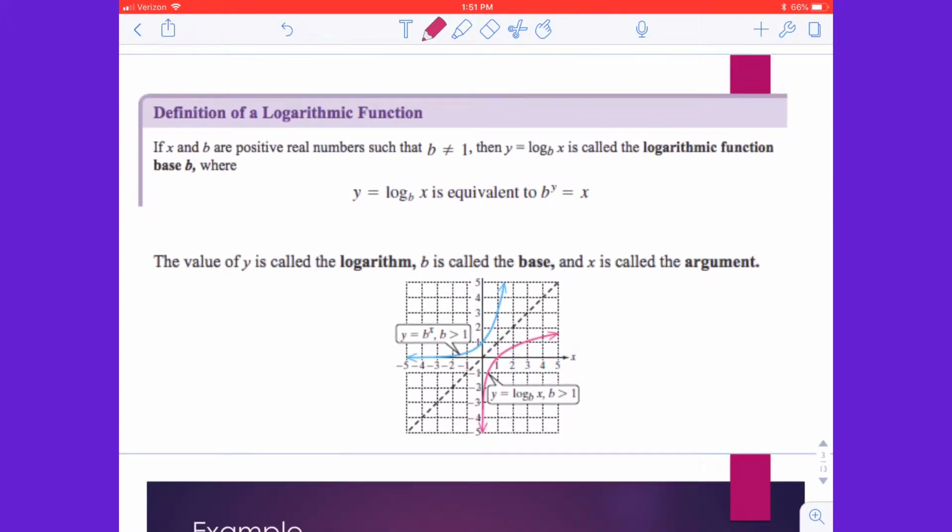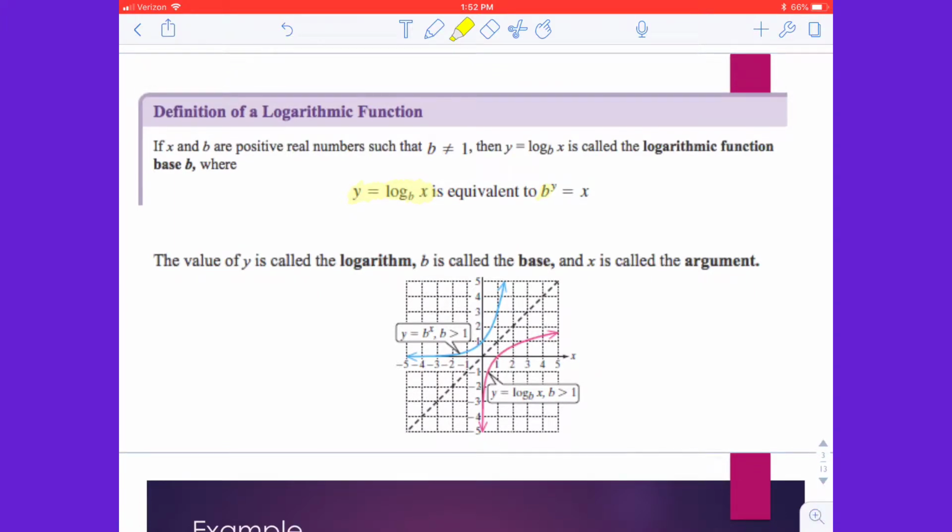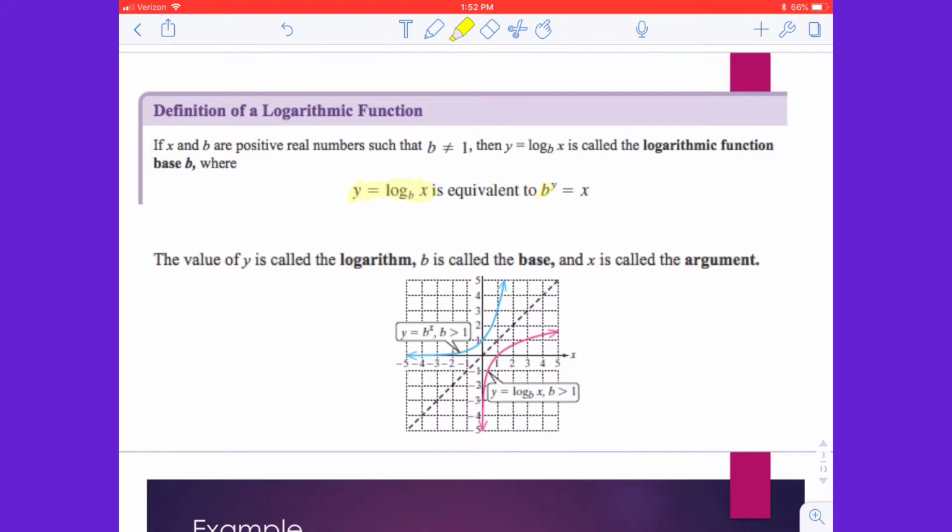If x and b are positive real numbers such that b does not equal 1, then y equals log base b of x is called the logarithmic function base b, where y equals log base b of x is equivalent to b to the y power equals x. So this is the part that you want to concentrate on. y equals log base b of x is logarithmic form, and the base from the log becomes the base in the exponential form. The answer to the logarithm is the exponent of the exponential form, and then the argument becomes the answer of your exponential form.